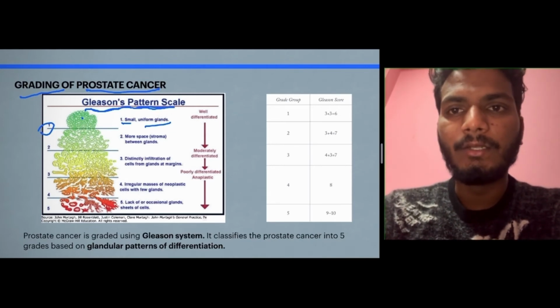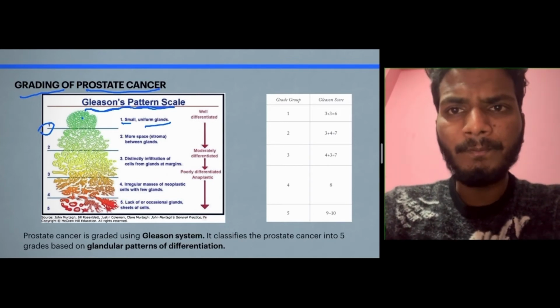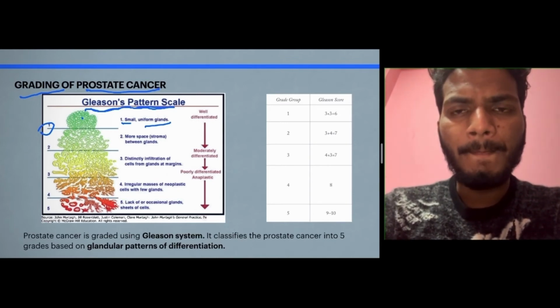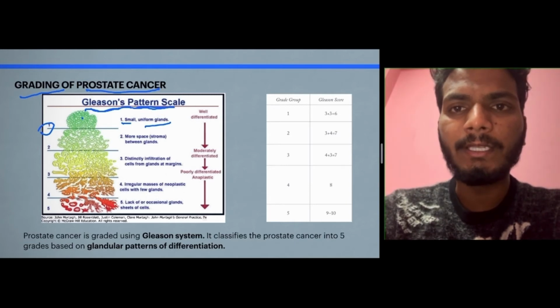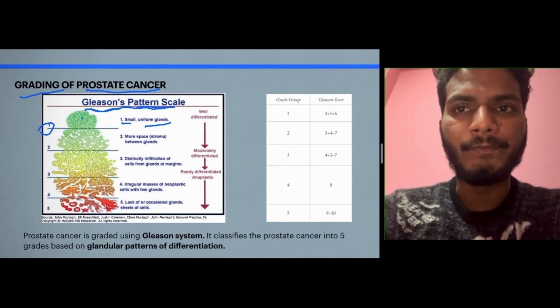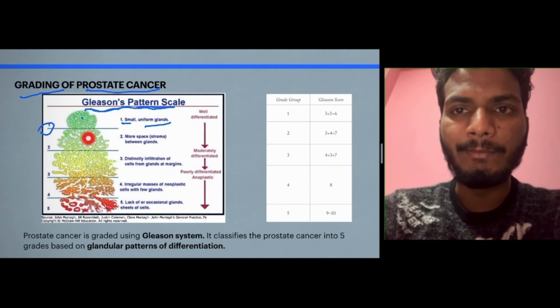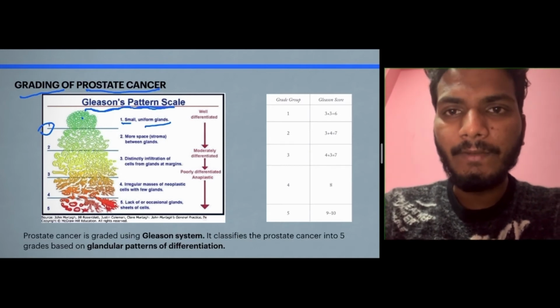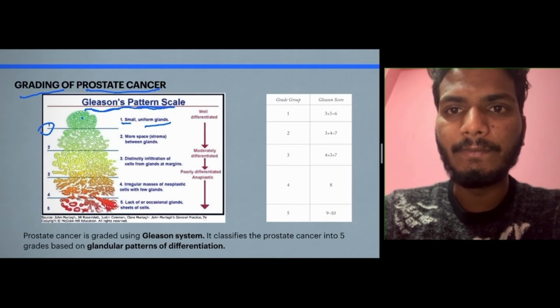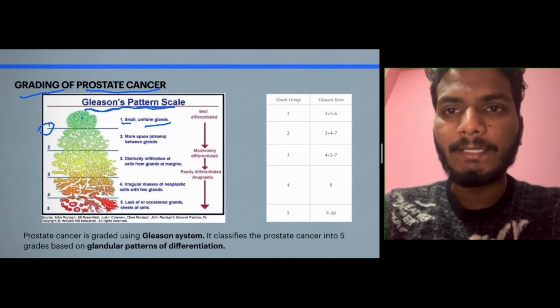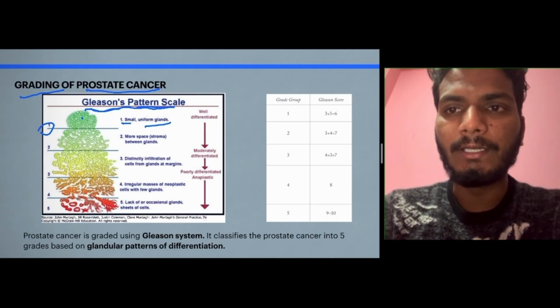In the second scale we can see the glandular structure is kind of getting lost here. So there are no uniform glands, and we can see more spaces in between the glands. In the third scale there are infiltrating cells. Here we can see at the margins, infiltrating cells from the margins. So this is third, moderately differentiated.